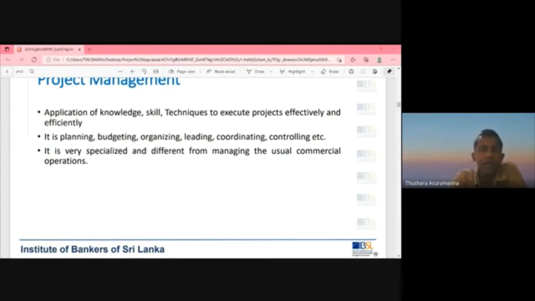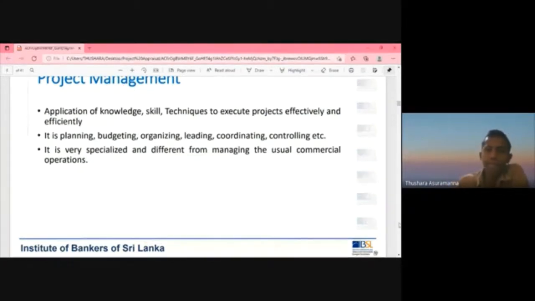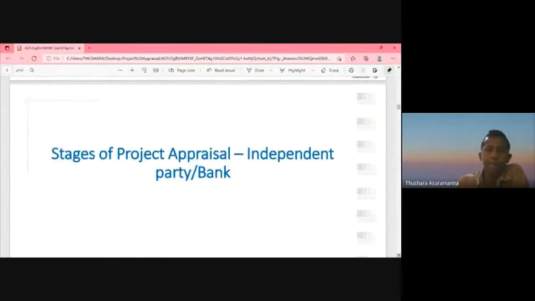Right. So any questions up to now? This is what we are going to do next. We are the independent, objective assessment from the bank. So what exactly do we do when the client brings the project proposal to us? We try to do an independent evaluation in terms of several areas. That's what we are going to discuss from here onwards. Before that, any questions?